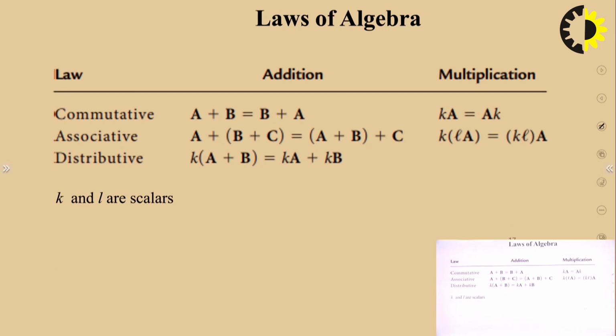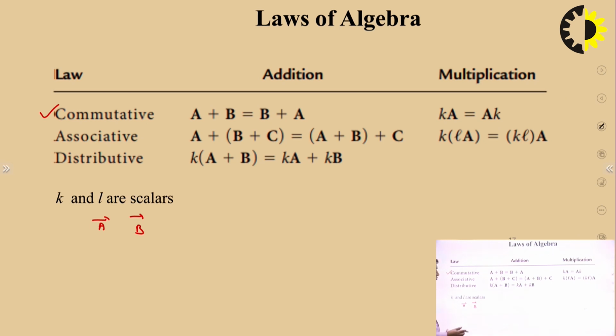So the first law is the commutative law. According to the commutative law, if two vectors are summed, vector a plus vector b is equal to vector b plus vector a. That means if we add vector b to vector a or vector a to vector b, the results are the same, so all vectors follow the commutative law of addition. So the commutative law explains that a plus b is equal to b plus a.